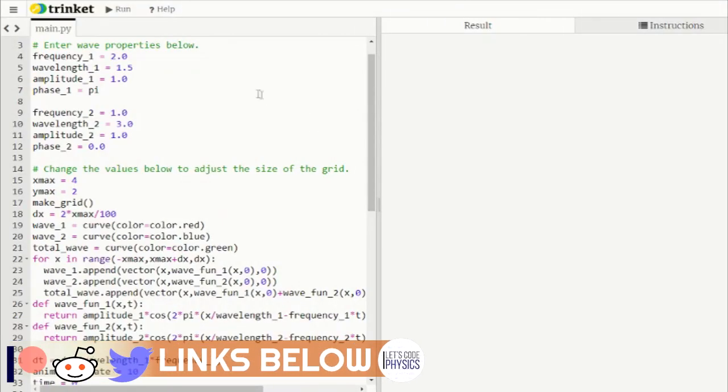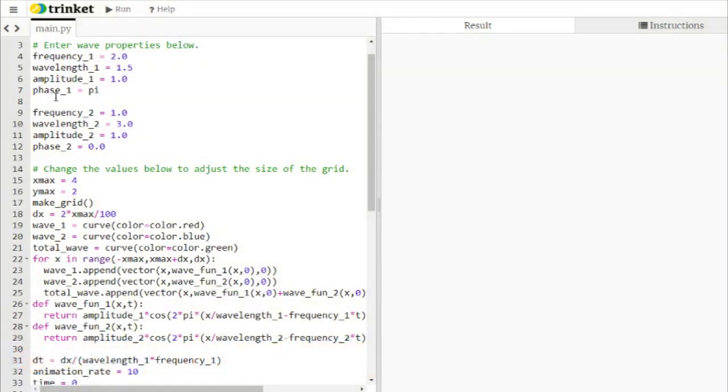So here we've got a code very similar to the one we saw last episode, where we have a frequency, a wavelength, amplitude, and a phase. Only this time, we're doing this for two different waves. So I've got frequency 1, wavelength 1, etc., frequency 2, wavelength 2, etc.